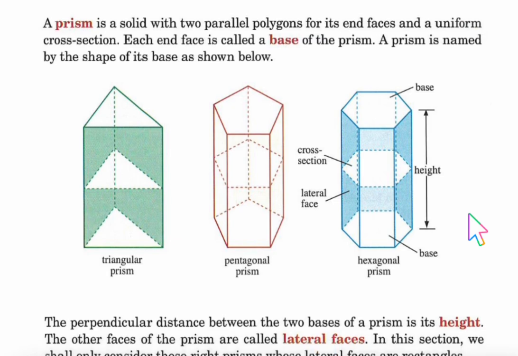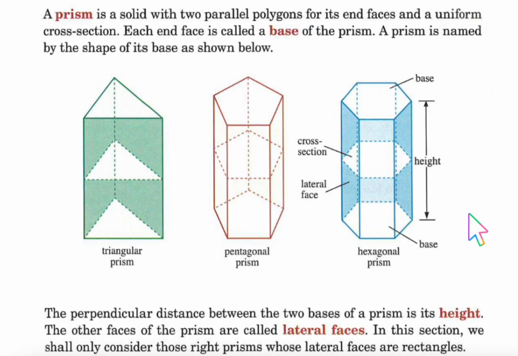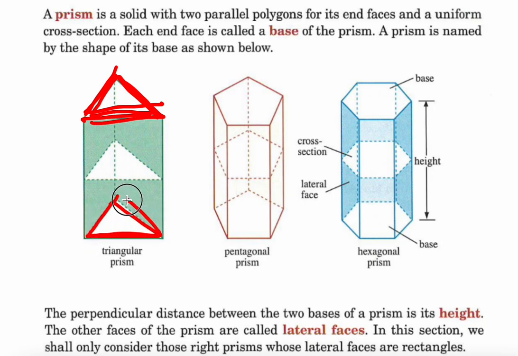Okay, from your book, a prism is a solid with two parallel polygons for its end faces and a uniform cross section. That's basically saying what we just said. Two parallel polygons. So this is a polygon, closed shape with many sides. Parallel polygons because they exist on two different planes and never touch each other. Those are the end faces, and a uniform cross section.